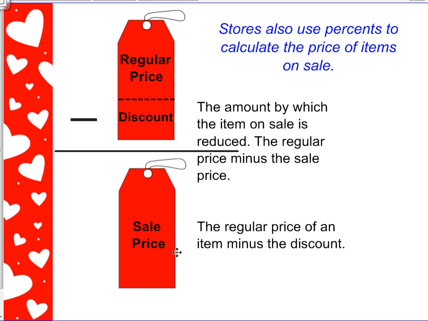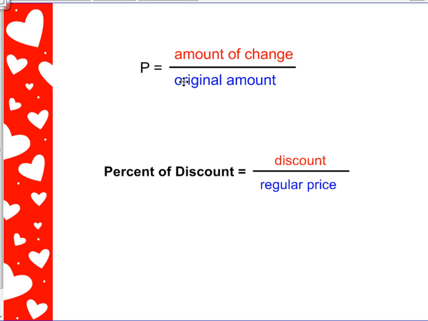All right, so from here we're going to transition over to discounts. We can also use percents to calculate the price of items on sale. So how discounts work: we have a regular price, our original price, minus the amount by which the item on sale is reduced, the regular price minus the sale price, so we have the discount. And then from there we get the sale price. Again, we can think about how our percent of change formula works. Same sort of thing with the percent of discount.